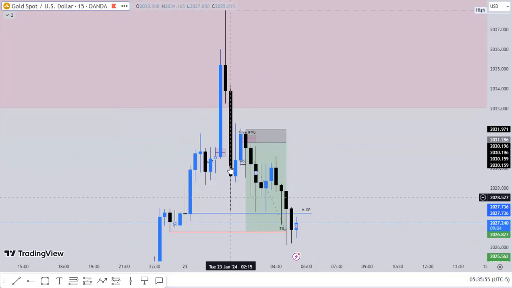Even if the candle doesn't close below it, I don't need the candle to close below it to call it an MSS. Okay, MSS can happen on the weekly also.